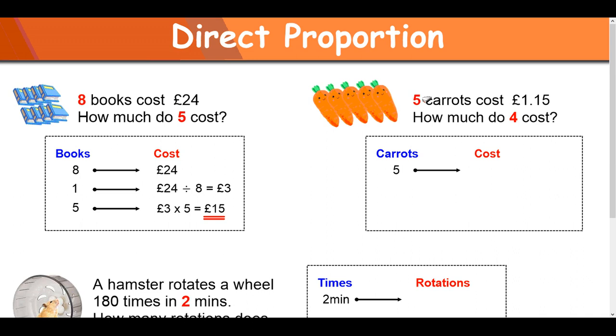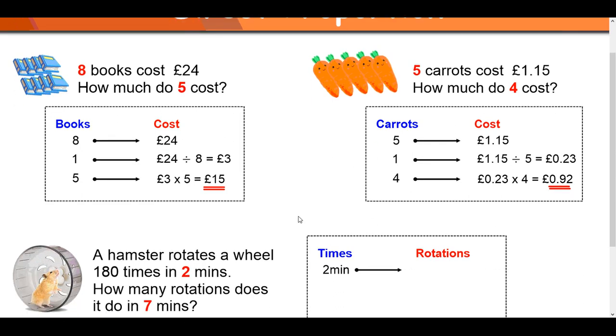Another question: 5 carrots cost £1.15. How much do 4 cost? So get the cost of 1 by dividing by 5. That's 23 pence. Then to get the cost of 4, times 23 pence by 4, and you'll get 92 pence. Now you see the way I'm laying it out with headings and numbers and these wee arrows down the side. Okay, last one on the screen.